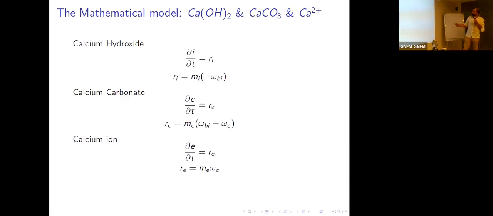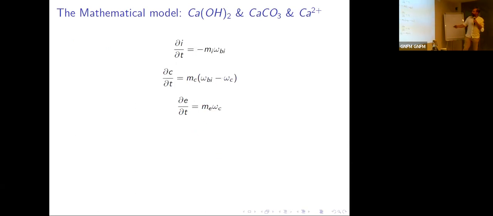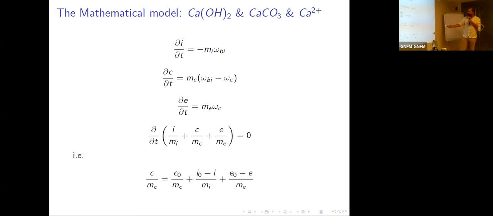Okay, but in fact, this system of equations can be simplified. In fact, we can see that a linear combination of these three equations makes it possible to express the calcium carbonate as a function of calcium hydroxide and calcium ion.